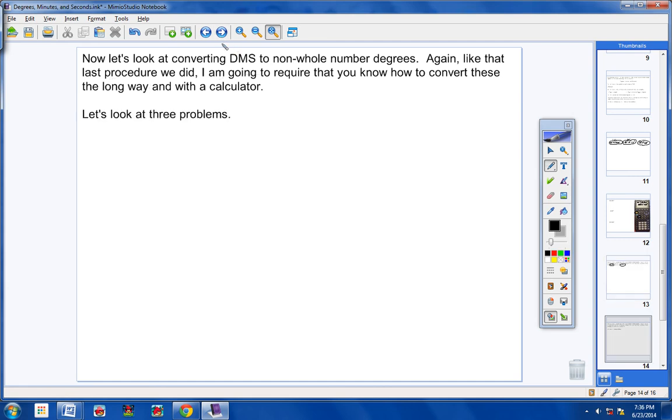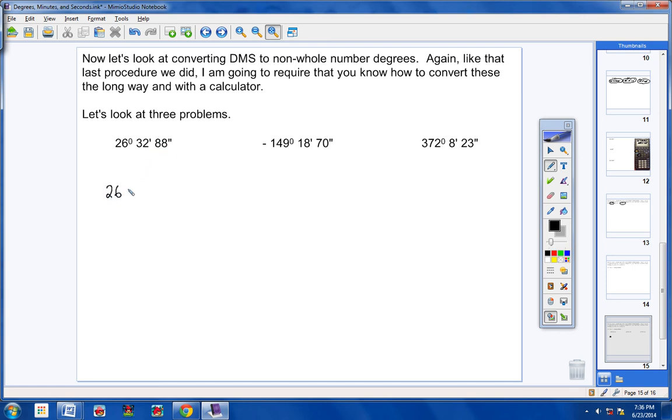So with that in mind, let's take a look at 3 problems very quickly. This is really easy and will not be difficult at all. All you have to do with your calculator to convert these to a decimal is simply type in 26 plus 32 divided by 60 plus 88 divided by 3600. That's all you got to do. You always put your minutes over 60. You always put your seconds over 3600.